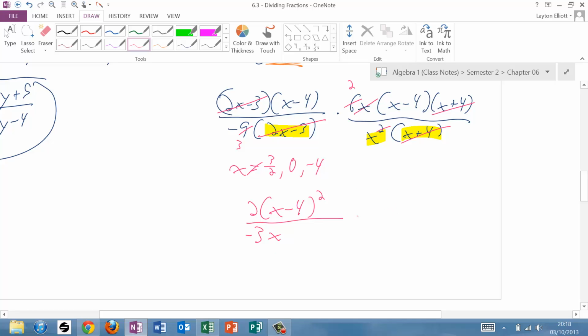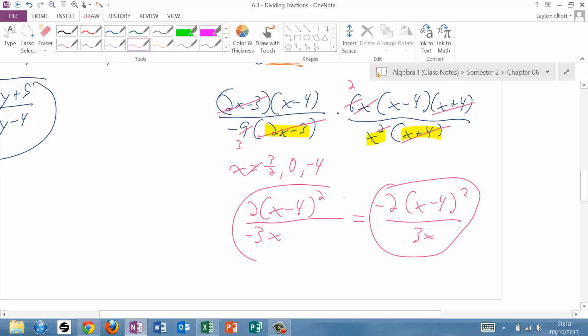If I want to make it a little bit more clean and pretty, I'd probably put the negative 2 on top and leave it like this, all over 3x. Either one of those are fine, along with the domain restriction. So I'm actually going to circle it like this just to give one answer.